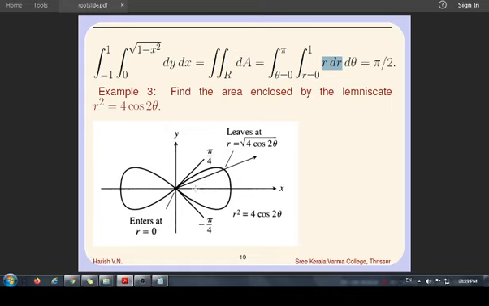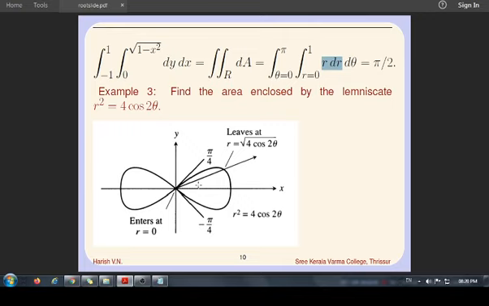Okay, so area is obtained by putting the integrand f of r comma theta is equal to 1, right? So area is equal to double integral over r dA. But double integral over r is integral with respect to r, then integral with respect to theta. So you have to decide what are the r limits of integration and what are the theta limits of integration.